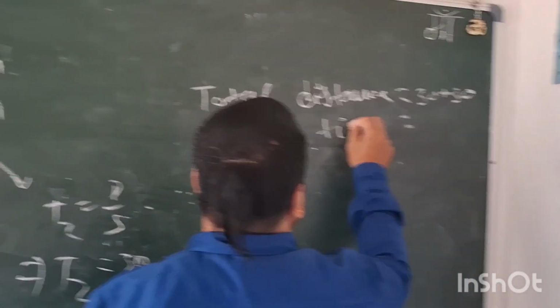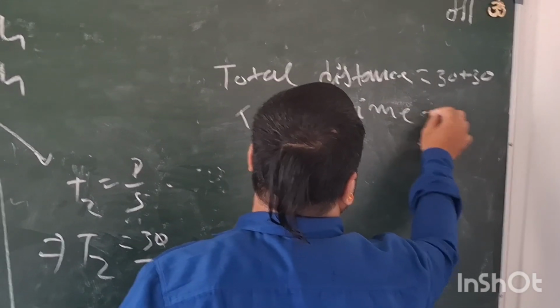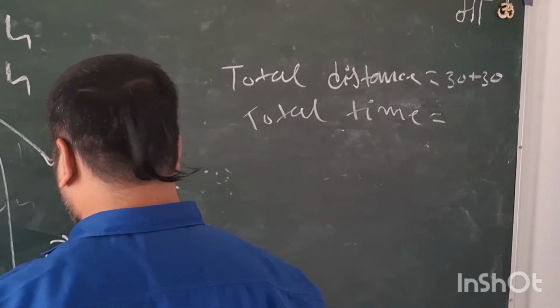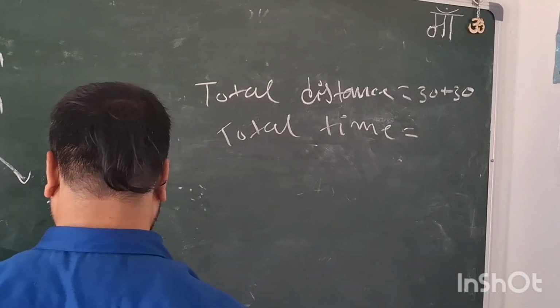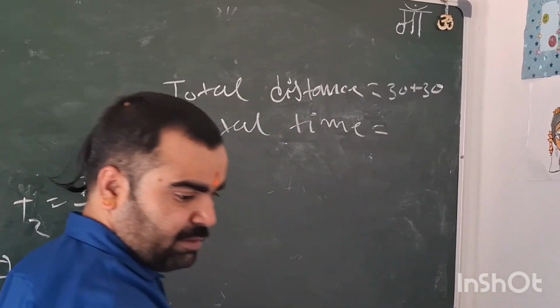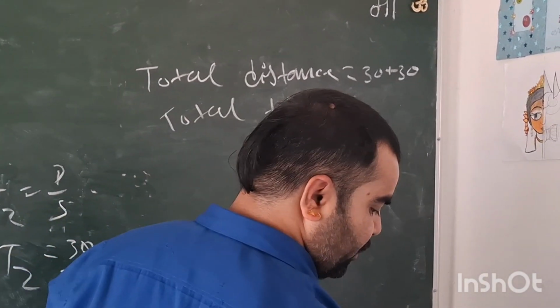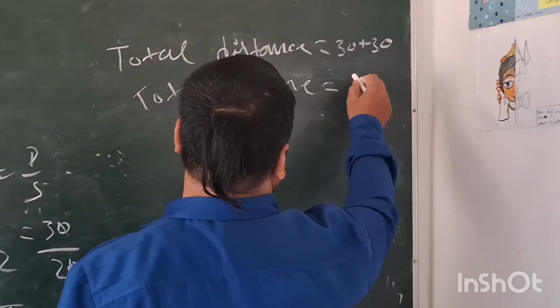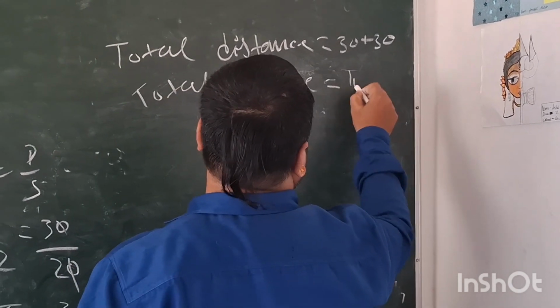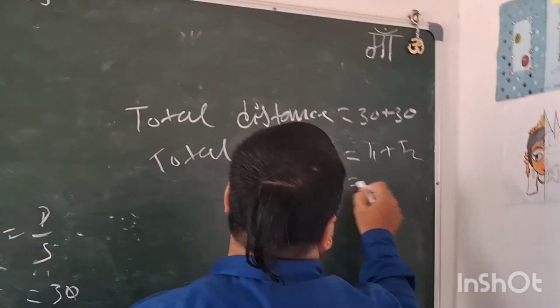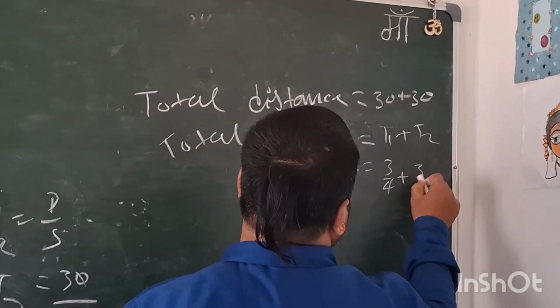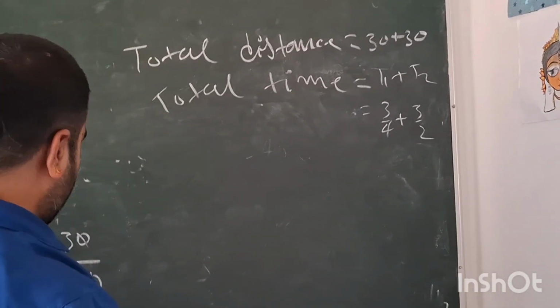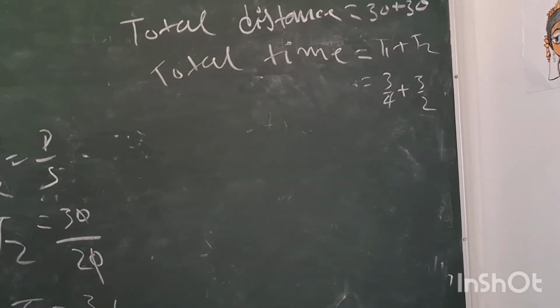Total time? Okay, so it's 3 by 4 plus 3 by 2. T1 plus T2: 3 by 4 plus 3 by 2, isn't it?